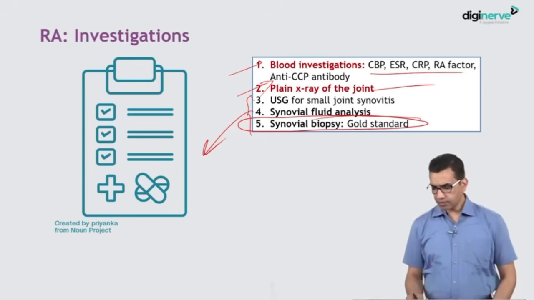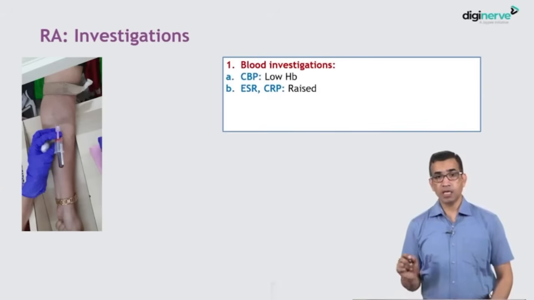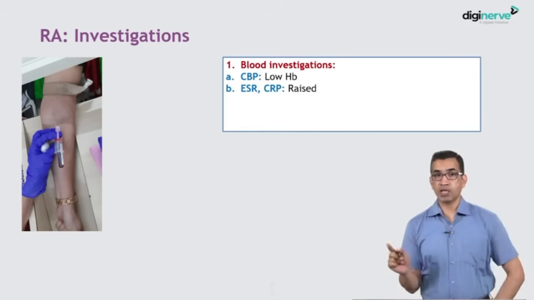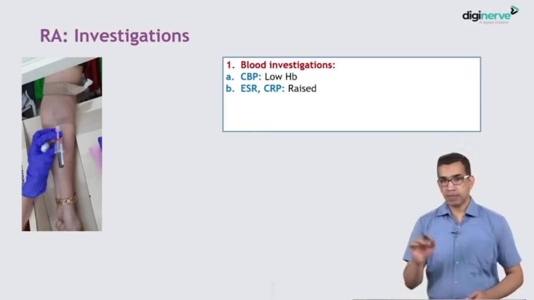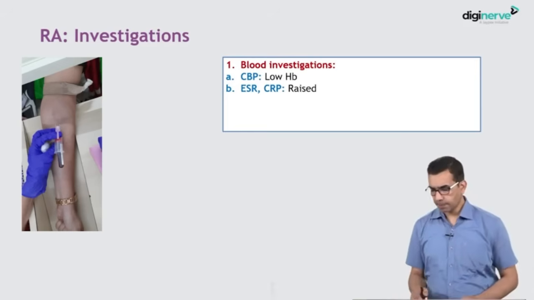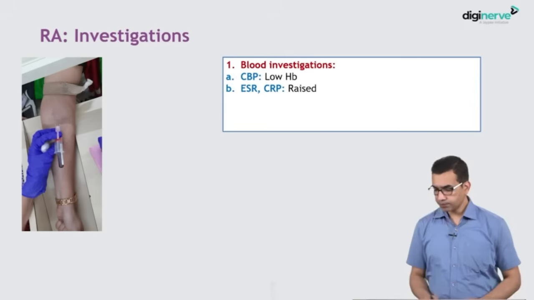So blood investigations, CBP, the hemoglobin is usually low because of anemia of chronic disease. And you must know that in these patients, iron supplements are not given unless there is a low iron also. They require the blood transfusion or just the control of disease. ESR and CRP are raised.